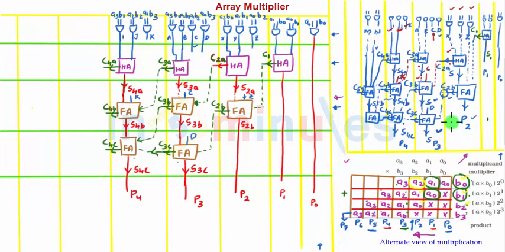We eliminated our half adder. I have told you also why we did that. So let's quickly go ahead and make this column. So two AND gates. This we are talking about P5. So A3B2 and A2B3.